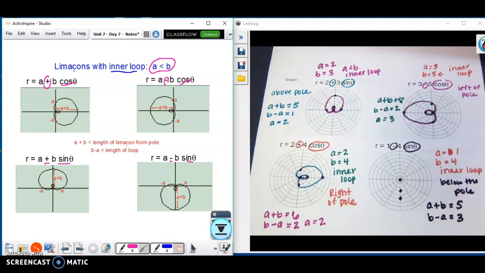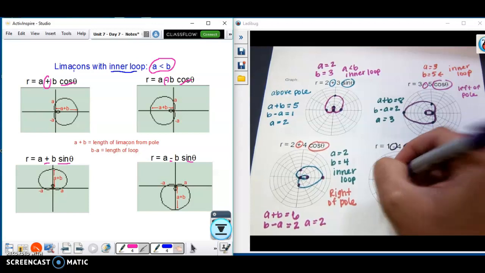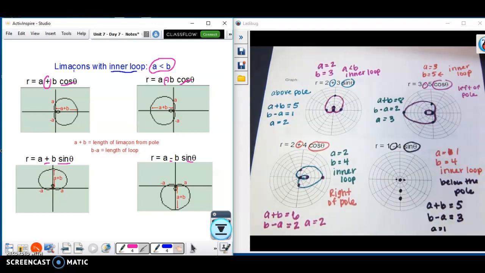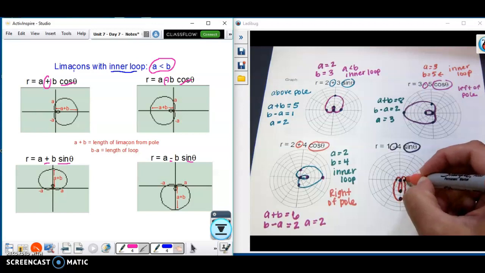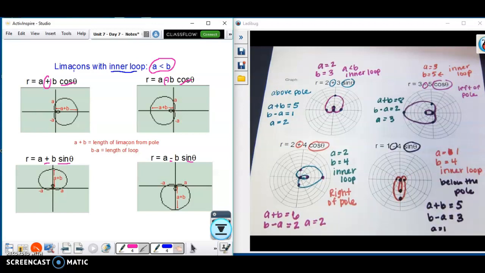To figure out how far right and left this time, we're going to go over A spaces, so A is just 1. So this one's going to be kind of skinny. So we're going to have a circular type shape here. Oh, and then we got a big loop for that part there. Okay. So those are inner loop limicons. This is when B is bigger than A. Sine or cosine just tells you where the actual limicon is going to go, and your loop is always on the same side where your limicon goes.